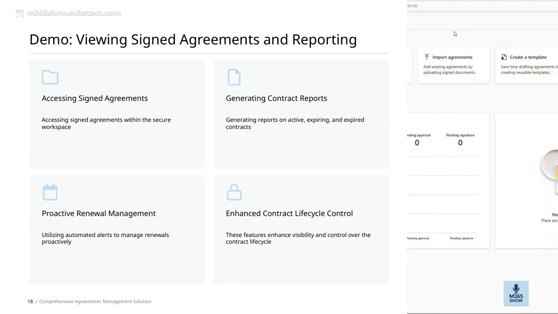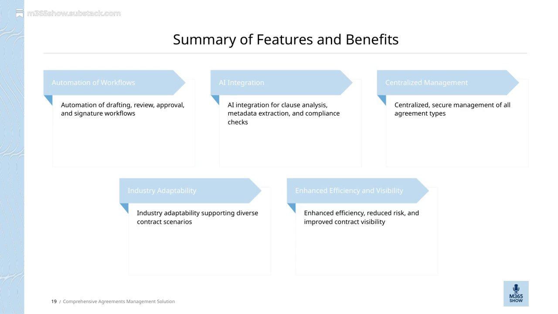All of these features together empower you to manage your agreements more efficiently, minimize risks, and make informed decisions, ultimately supporting the overall goal of streamlined, transparent contract management. Now, let's take a look at the summary of features and benefits that our comprehensive agreements management solution offers. First, you'll notice how it enhances efficiency, reduces risk, and improves contract visibility. These are key to streamlining your contract processes and gaining better control over your agreements.